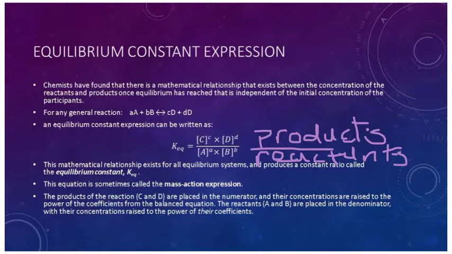This mathematical relationship exists for all equilibrium systems and produces a constant ratio called the equilibrium constant, Keq. This equation is sometimes called the mass action expression. The products, C and D, are placed in the numerator, so it's the top, and the concentrations are raised to the power of the coefficient of the balanced equation. The reactants, A and B, are placed in the denominator, with the concentrations being raised to the power of their coefficient. And that will make sense when we look at some more. Remember how to set up this equation, because it's another equation that we're going to be using quite a bit.